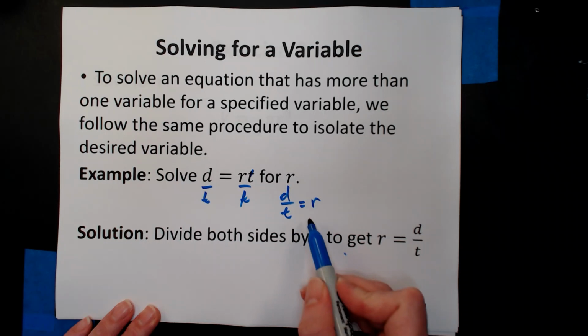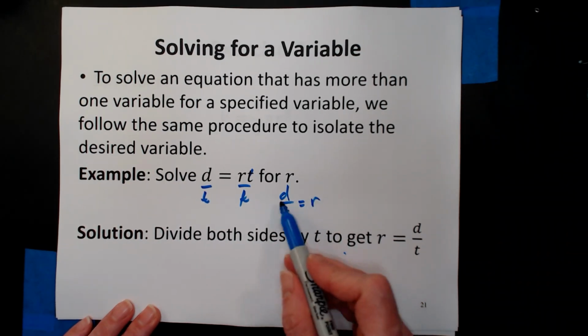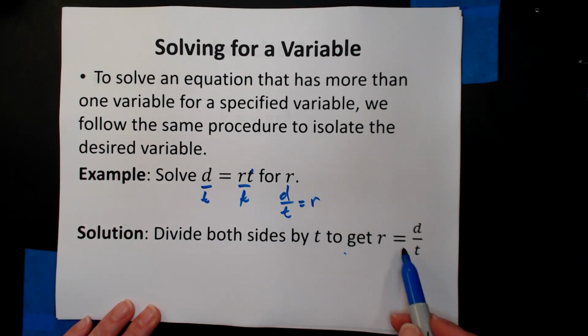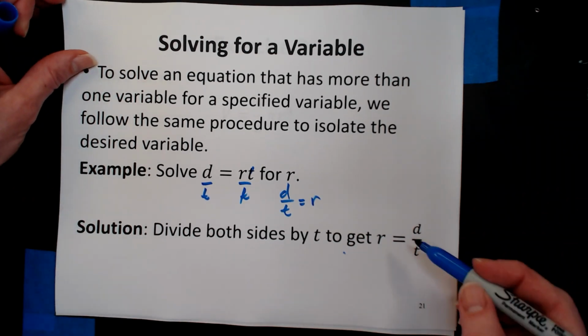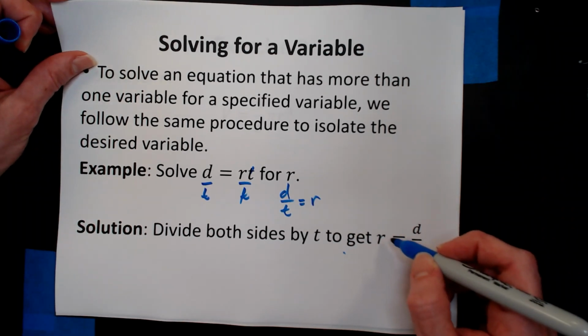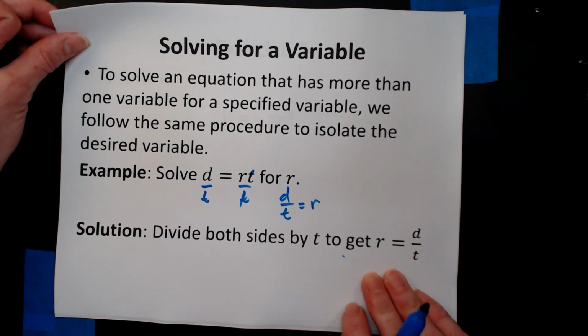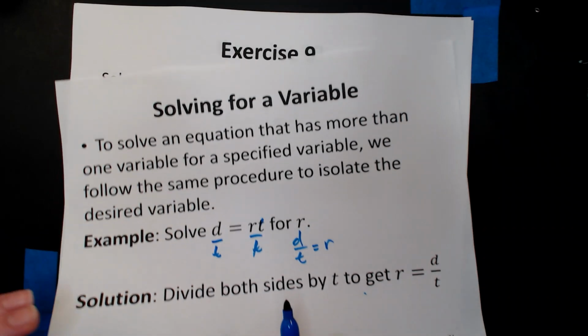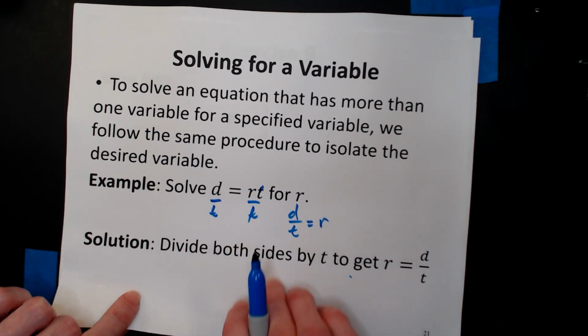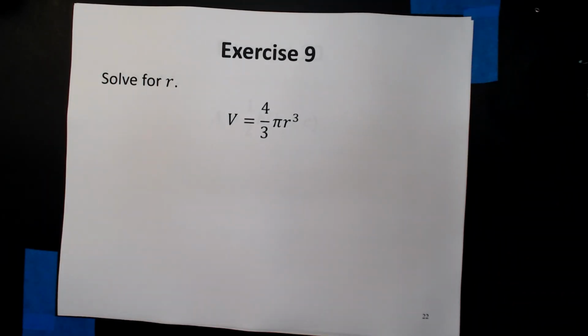Well, by the property of equality, we can just switch both sides, and we get the same equation back out right here. So now this equation is solved for r in terms of d and t, instead of solved for d in terms of r and t. Distance equals rate times time is kind of what that's alluding to. So here it wants us to solve for r.